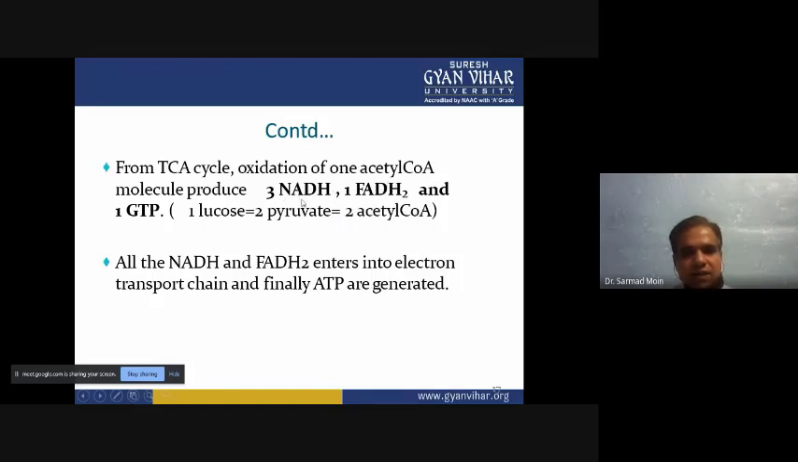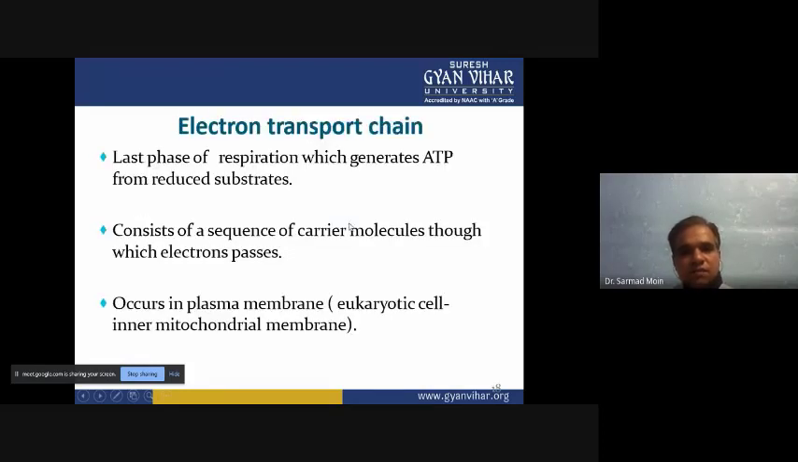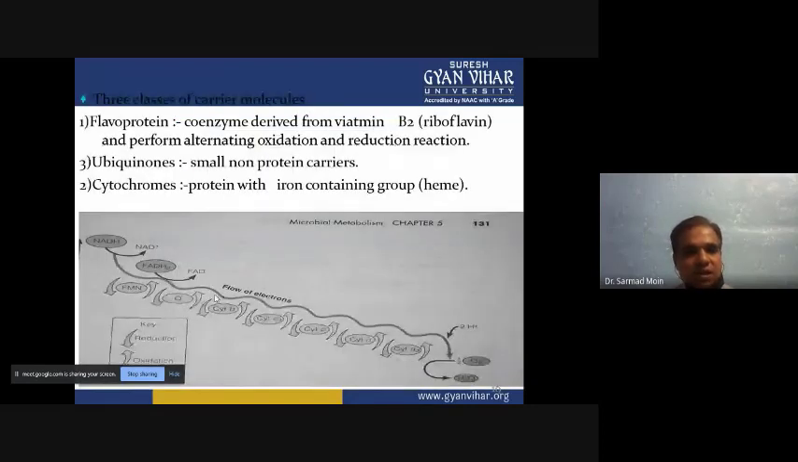So the 3 NADH and 1 FADH2 produced through the Krebs cycle will travel to the electron transport chain, where they will produce ATPs. So how is it happening? The electron transport chain can produce ATP using the NADH and FADH2. It consists of a sequence of carrier molecules through which electrons will be passed in the plasma membrane, having specific types of enzymes, and these enzymes can convert the NADH and FADH2 into ATP.